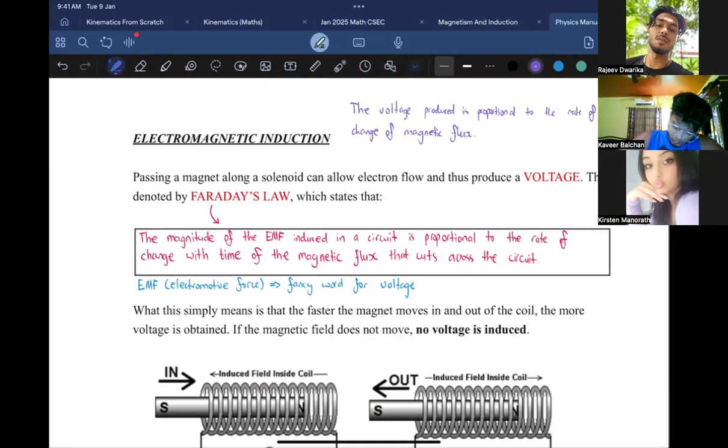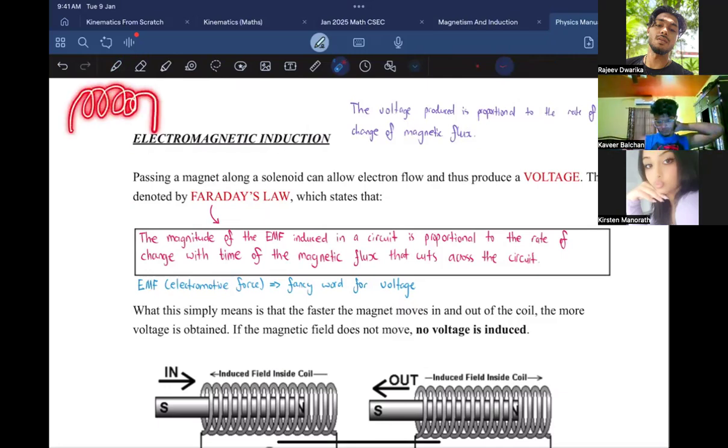You could explain it. Okay. So, Kirsten, if you have a piece of wire, just say you have a coil. You know what a coil is? Yeah. A coil is just like a spring. Once you have a magnet and the magnet is moving, why does the magnet have to move?